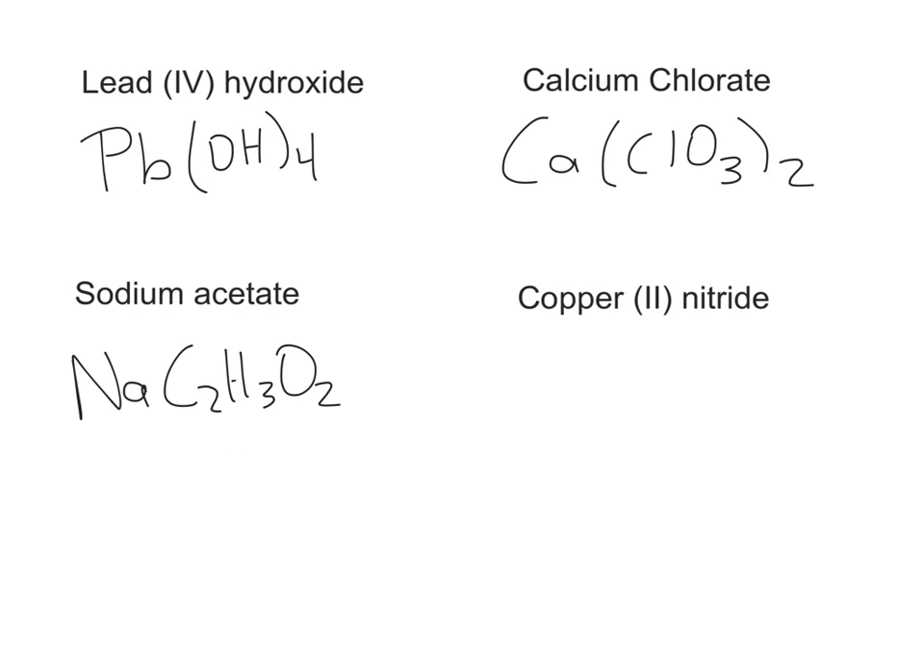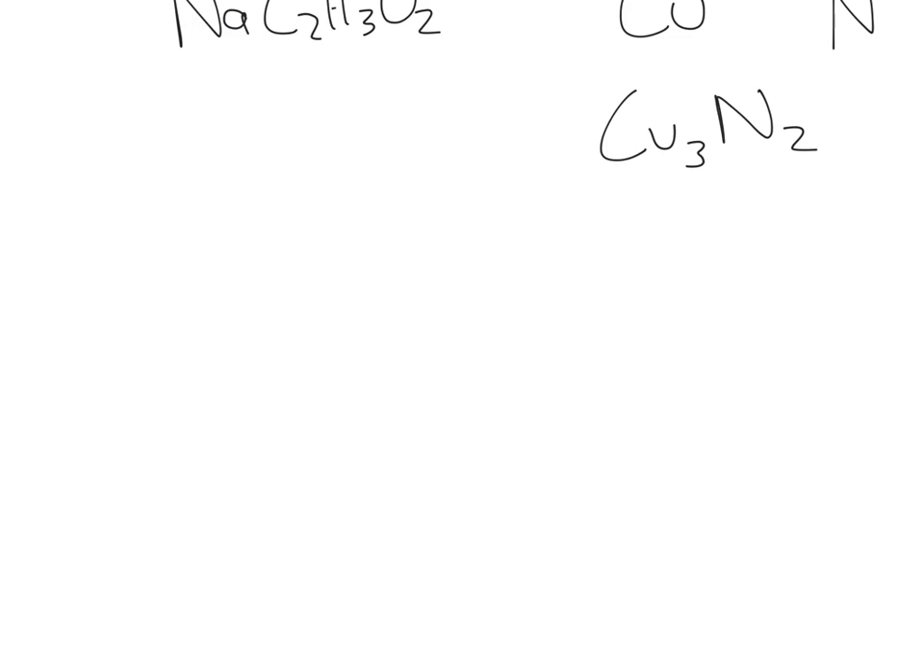Now what about copper 2 nitride? Did I trick you? This is the copper 2 ion with the nitride ion. That's a monatomic anion. So when we pair these, we get Cu3N2. I chose this example to highlight the similarity between the name nitride and nitrate.